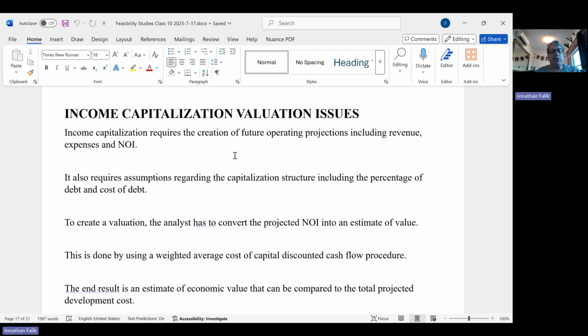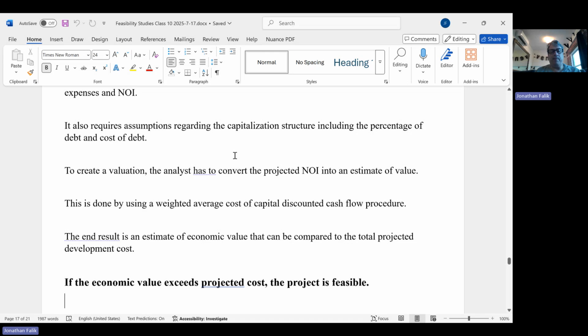The income capitalization approach also requires assumptions on capitalization. If we're looking at a leveraged return, a leveraged net present value, it's how much debt we're taking on, how much equity, and then what's the cost of debt? What's the interest rate? So to create a valuation, an analyst or an appraiser has to convert the projected NOI in the future into an estimate of value. We're going to do this using the discounted cash flow method, and the end result is we can turn the entire set of projections into a single value.